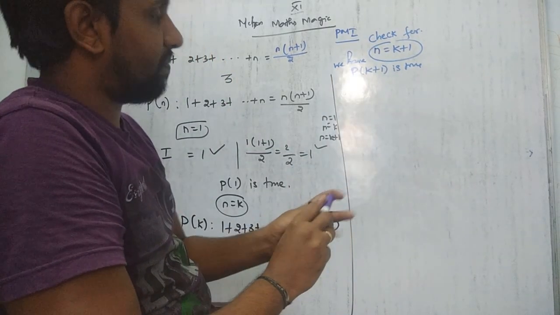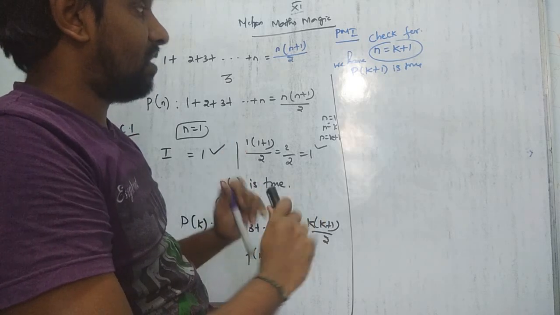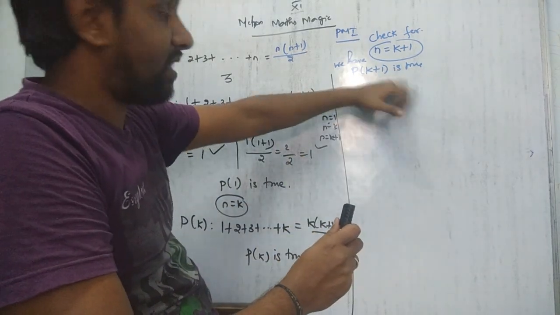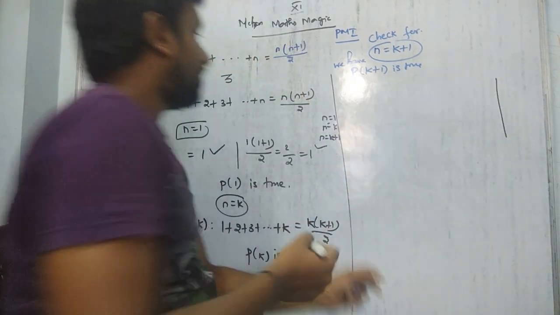From here only the shortcut appears. Okay, well, I think I am also clear. So we have to check that k plus 1 is true, right? So the shortcut: first, guess the answer. Guess the answer that will come.